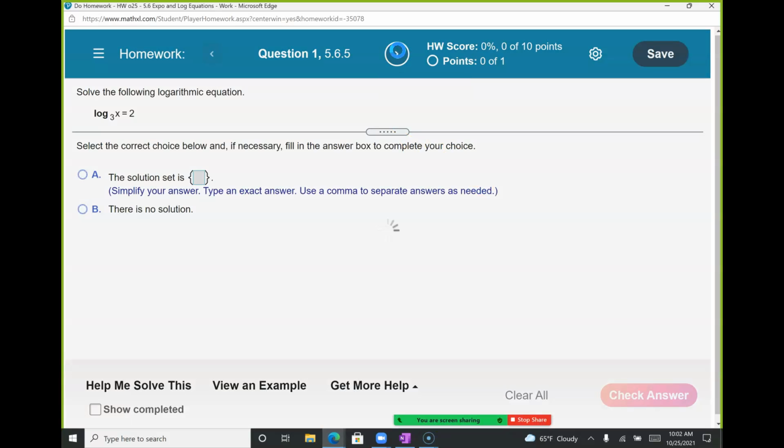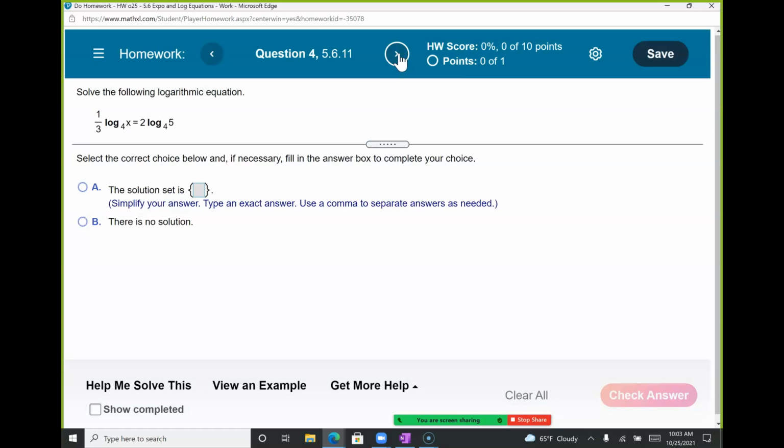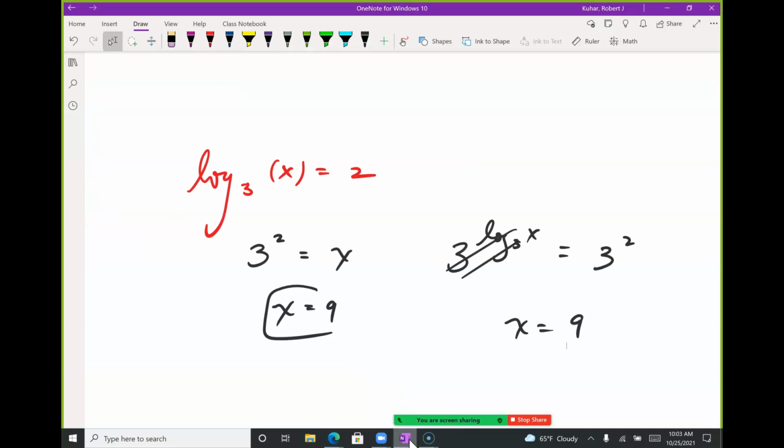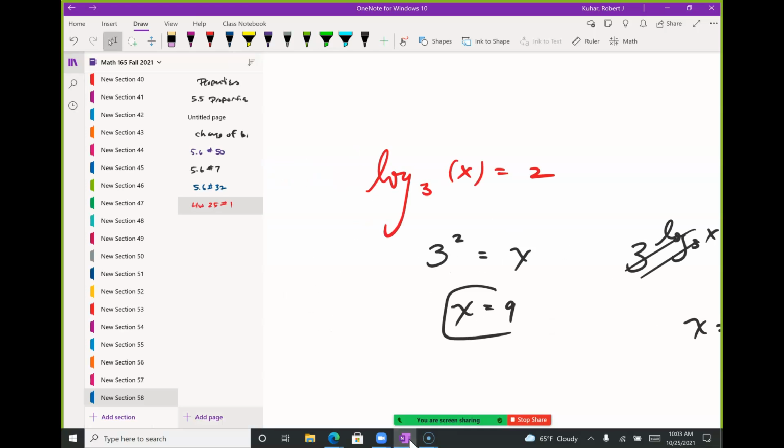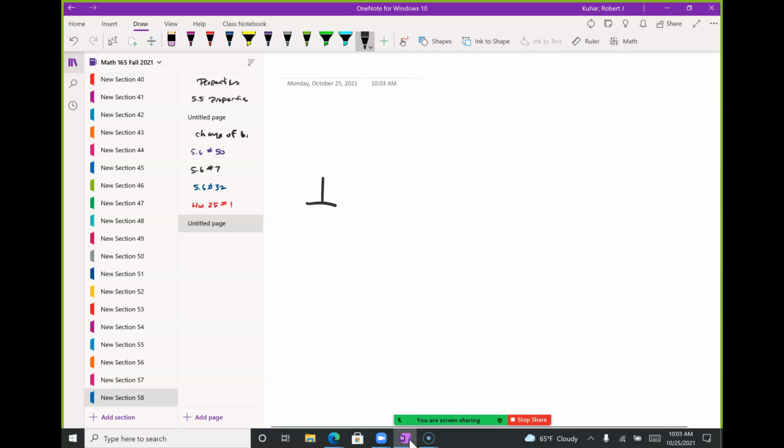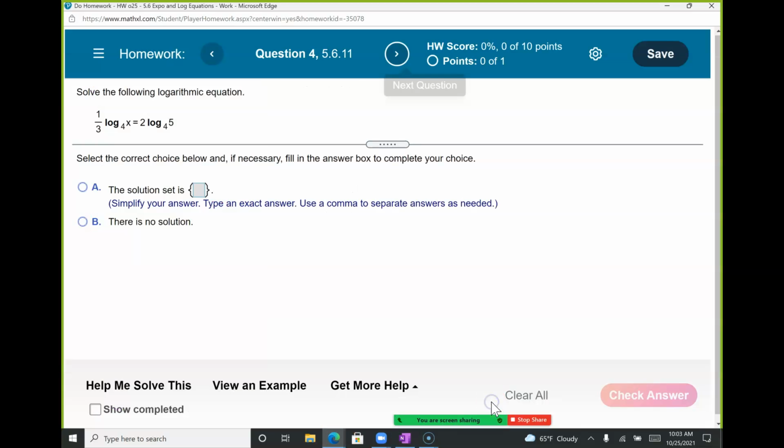Let's look at another one. I mean, this one just looks scary. Nothing is difficult here. 1/3 log base 4 of x. Bring the exponents in and then raise both sides to 4. Yep, 1/3 log base 4 of x equals 2 times log base 4 of 5.